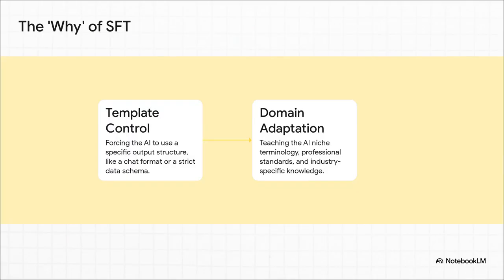And why would you do this? It really boils down to two main things. First, template control. This is all about the how. You're forcing the AI to stick to a script, whether that's a chat format or a strict data output like JSON. And second, domain adaptation. This is about the what. You're teaching it your industry's jargon, your professional standards, all that niche knowledge it wouldn't know otherwise.